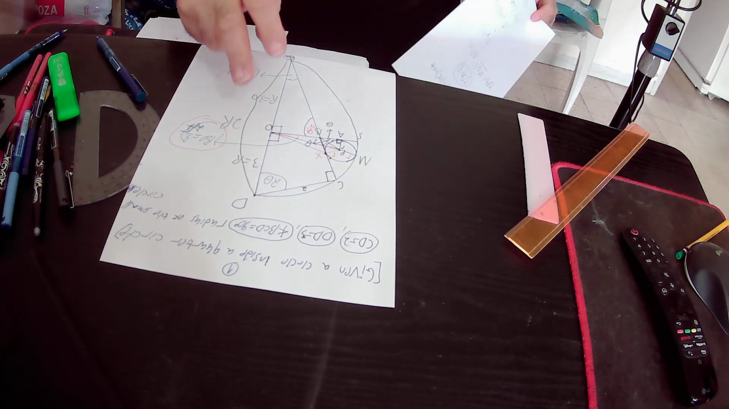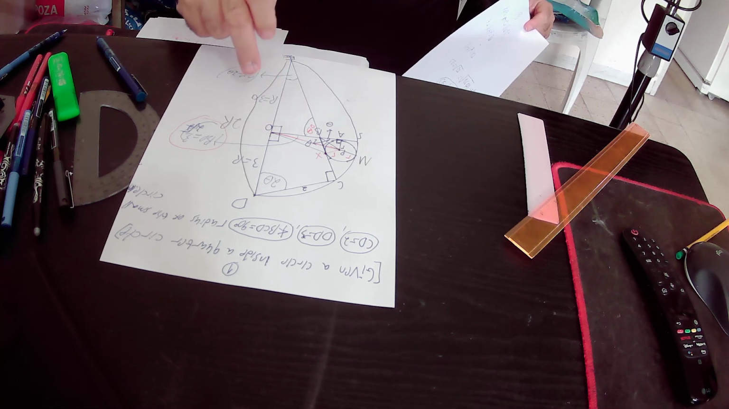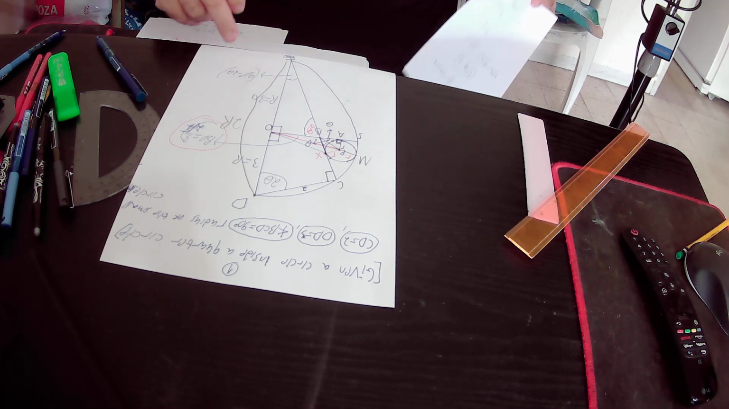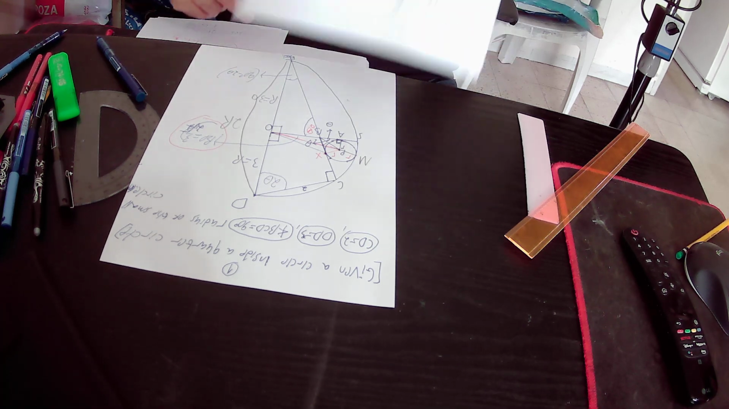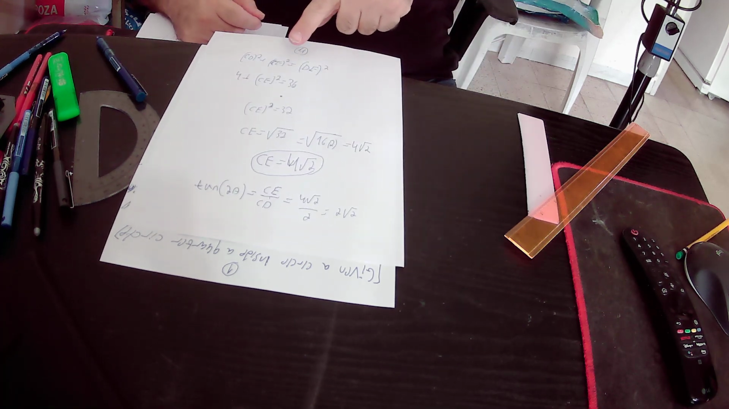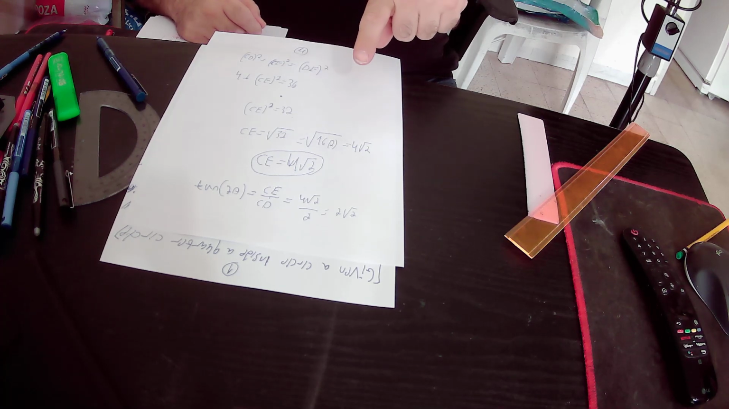What is the size of DE? DE equals 2R, and R equals 3, so 2R is 2 times 3, which is 6. DE equals 6, so DE square is 6 square, which is 36. So here we will get that 4 plus CE square equals 36. We subtracted 4 from this equality and we got that CE square equals 32. We took the root of this equality and we got that CE equals 4 times root 2.